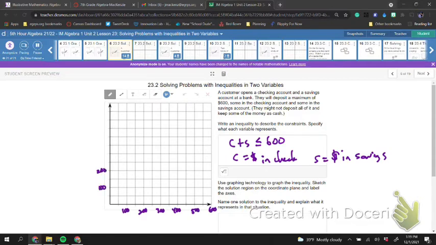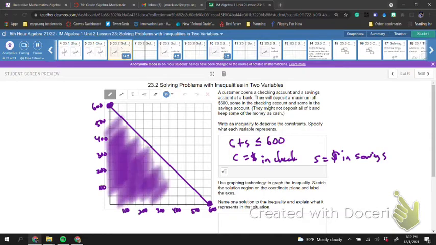Did we all see that intercepts are kind of nice here? And you could have used a different scale, but I could do all 600 in savings, or all 600 in checking, and then would I want a solid or a dashed line here? You think? A solid, because all 600 can go in, right? And then everything under that would also work. So this is my solution set. And in fact, theoretically, it would go over into the other quadrants, but practically speaking for our situation, it doesn't.